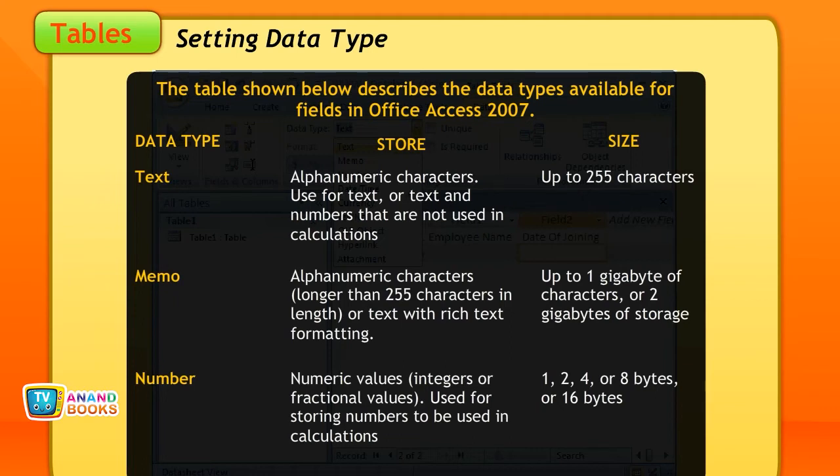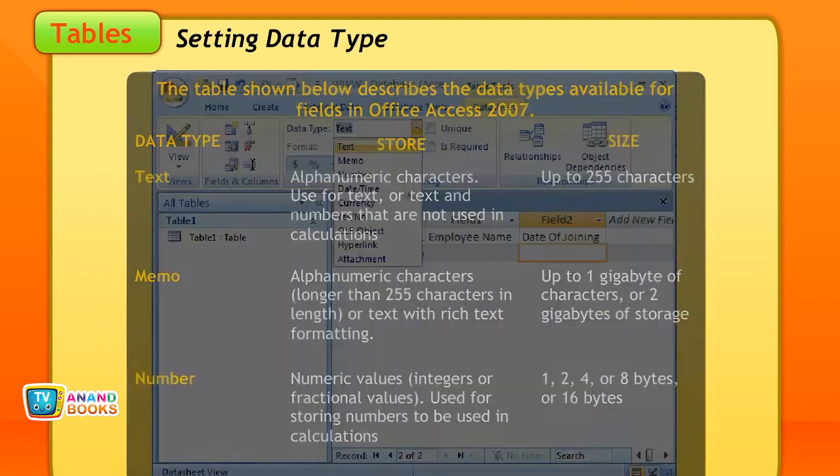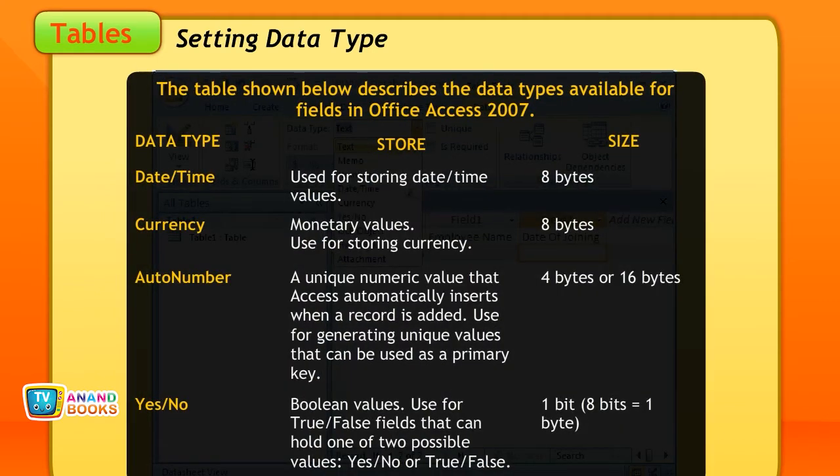Number: numeric values, integers or fractional values, used for storing numbers to be used in calculations. 1, 2, 4, 8 or 16 bytes. Date or time: used for storing date or time values. 8 bytes. Currency: monetary values, used for storing currency. 8 bytes.